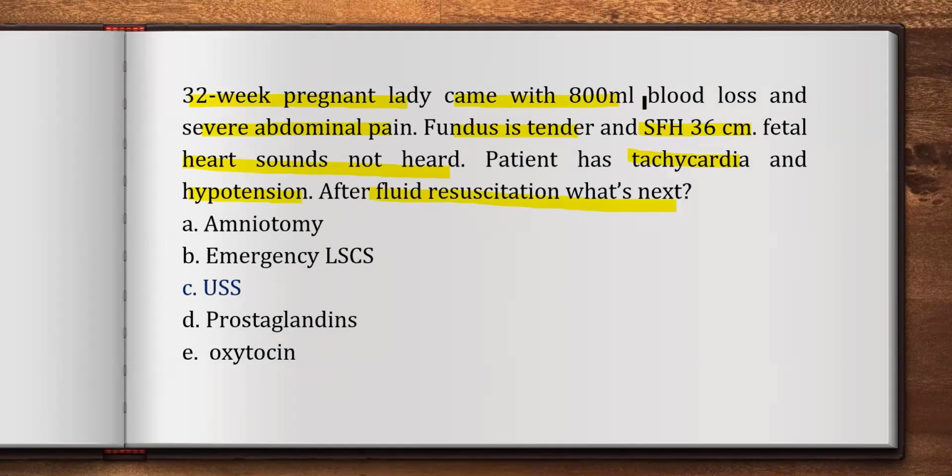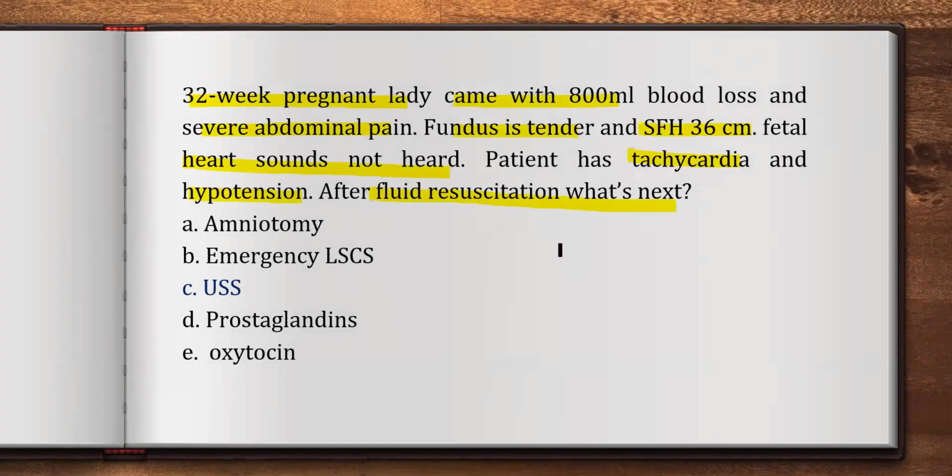A 32-week pregnant woman having PV bleeding, severe abdominal pain, and tender fundus. What is your diagnosis? Abruptio placenta. Good. So abruptio placenta, and you can obviously find out that the symphysiofundal height is 36 centimeter, whereas it's 32 weeks pregnant. So obviously it's more than the gestational age. That also says that there is bleeding going on still now.